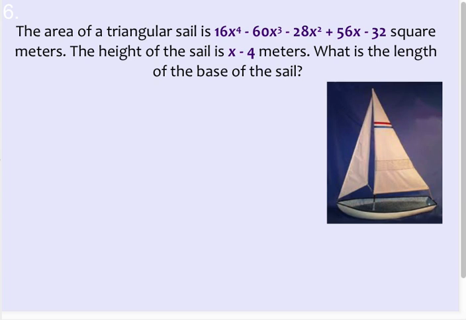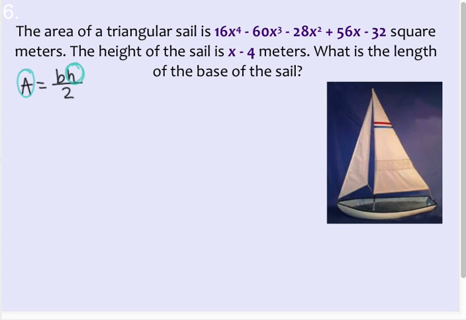Example 6. The area of a triangular sail is, and they give us the area, in square meters. The height of the sail is x minus 4 meters. What is the length of the base of the sail? Well, what I would do is think about what's the equation for my area of a triangle. Its area is equal to base times height divided by 2. Let's think about what we know. We know the area, and we know the height. So we're trying to solve for the base.